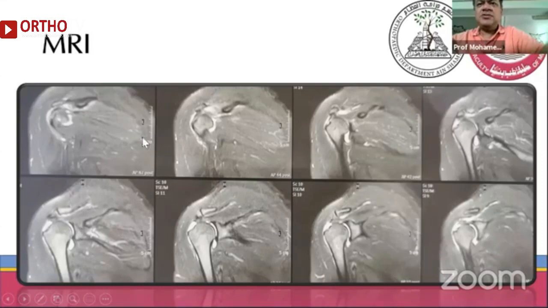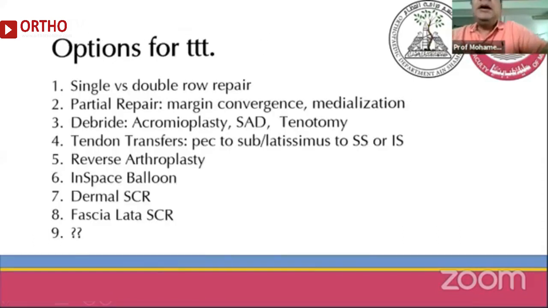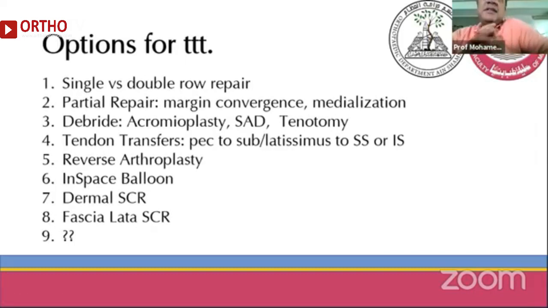This is the recent MRI before the operation, with the large and retracted supraspinatus, with the fatty infiltration and atrophy of the muscle belly. So when you face a situation like this, with this kind of lady, I want to raise the issue that she has depression and she is on antidepressants. So all the treatment options must come into your mind. Either the repair, even the partial repair, the margin convergence, the medialization of the cuff, if you can't reach a good tension or good excursion of the tendon to the greater tuberosity.